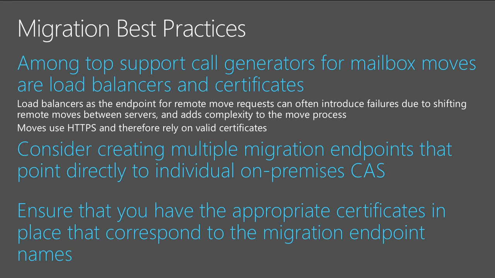But typically what happens is load balancers as the endpoint for remote moves can often introduce these failures that are unpredictable and unexpected. Part of that could be because the remote moves are moving from server to server. Part of that could be because the load balancer can't keep up with the traffic. Part of it could be just because of the complexity that some folks have with their load balancer and firewall environments. So one of the things that we recommend in some cases is not actually using a load balancer for the migration endpoint and just going right to the endpoints and letting them stream continuously from source to target without switching over the load.